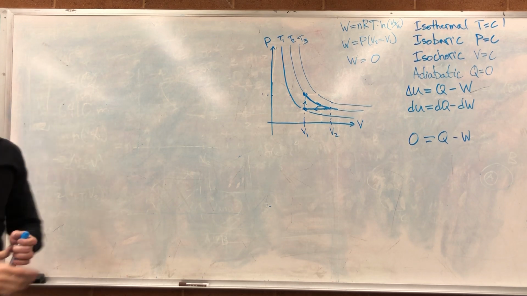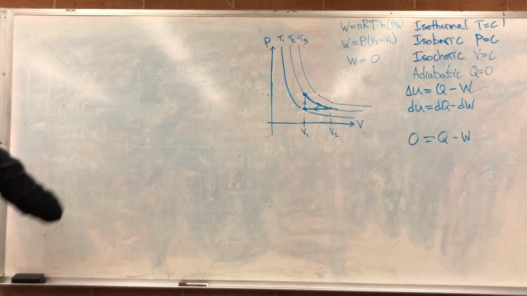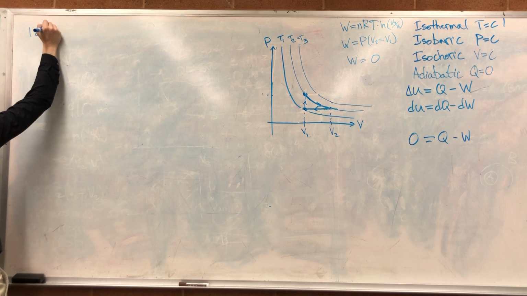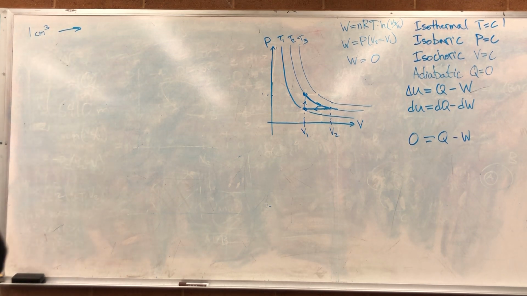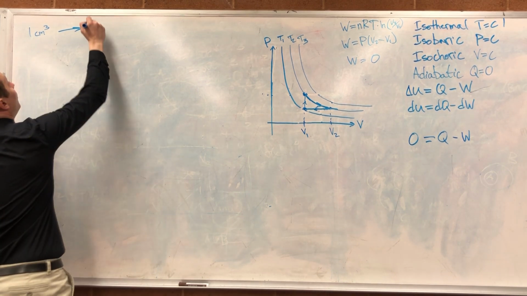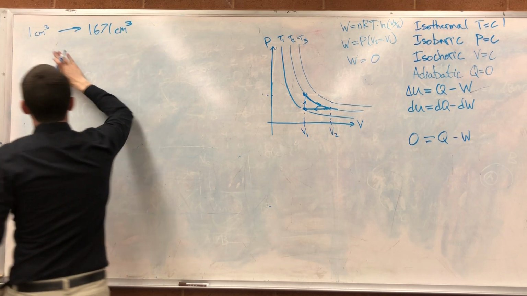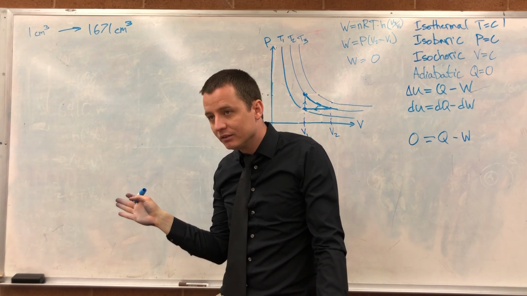Well, let's get a feel for this with this example problem. In this example problem, we're going to be taking 1 cubic centimeter of water, and we're going to convert that to steam. And when we convert it to steam, 1 cubic centimeter of water now has 1,671 cubic centimeters of steam. That's the expansion ratio, which is massive.